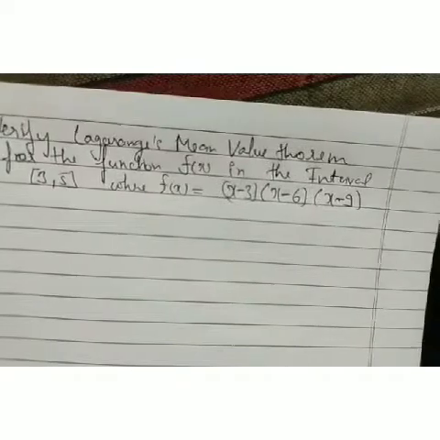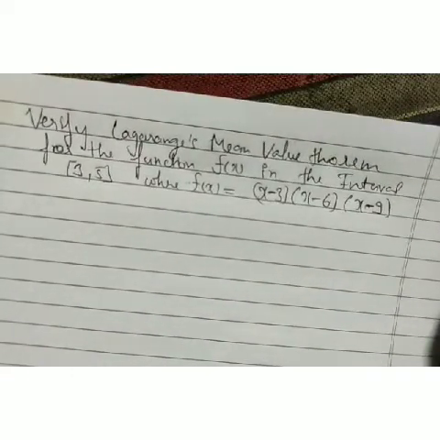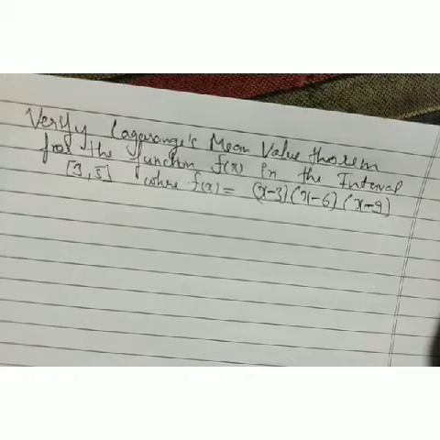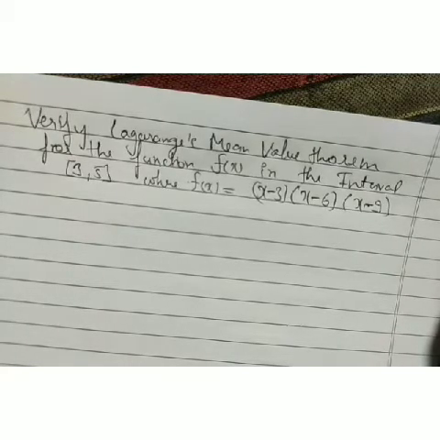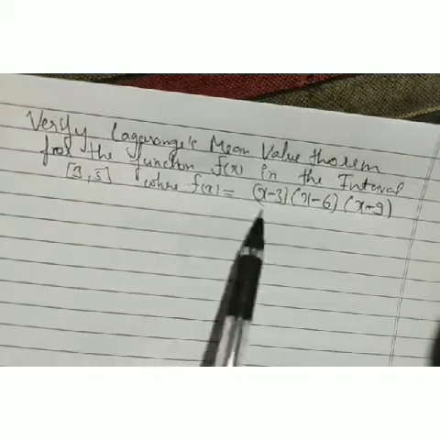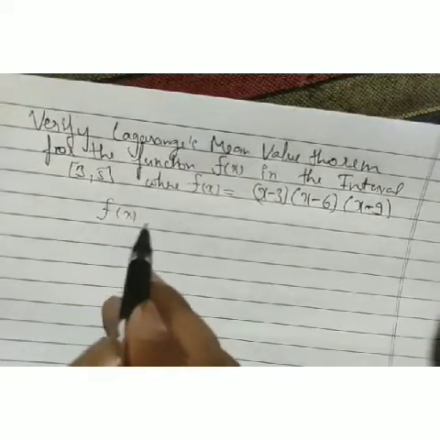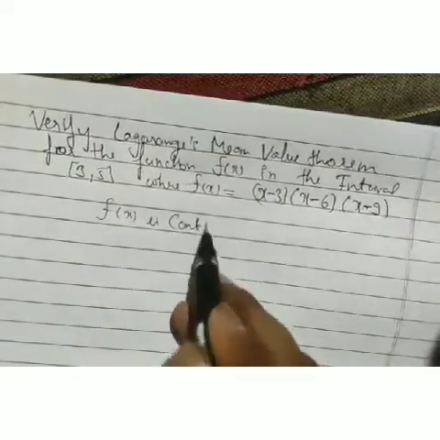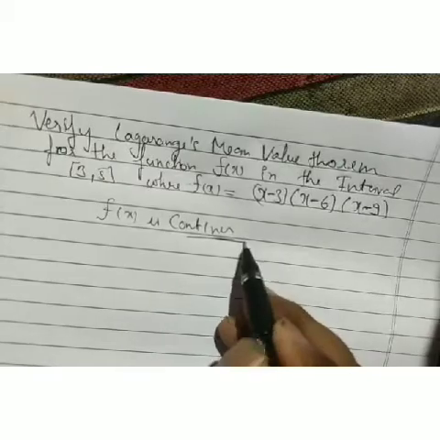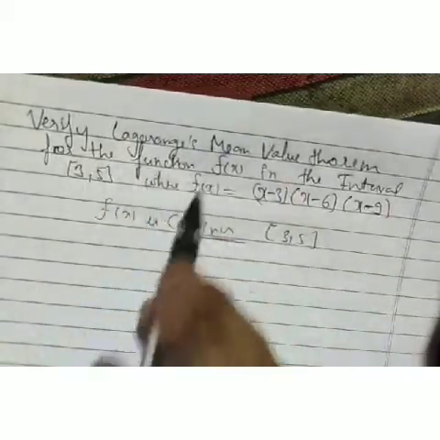Similarly, we have one more problem, and you can also verify the Lagrange mean value theorem easily. I'm not going to solve it, you just note down the problem and solve it. What do you have to do? Obviously, being a polynomial function, f(x) is continuous. It's clear that it's continuous in this interval, given as [3, 5]. We have to verify Lagrange there.